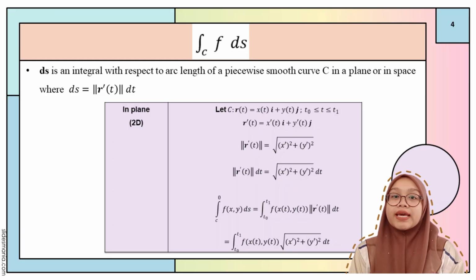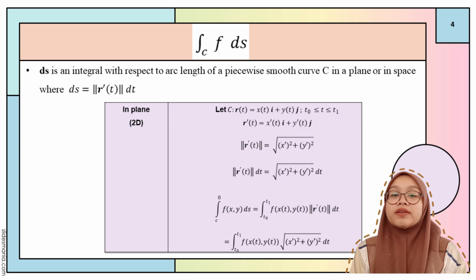In type 1, f ds, ds represents the arc length of a piecewise smooth curve C. In the plane, we define C as r(t) equal to x(t)i plus y(t)j for t0 to t1. After differentiating, we get r'(t) equal to x'(t)i plus y'(t)j. The magnitude is the square root of x' squared plus y' squared, and thus ds equals the magnitude of r'(t) dt. We then integrate from t0 to t1 f(x(t), y(t)) multiplied by the magnitude of r'(t) dt.